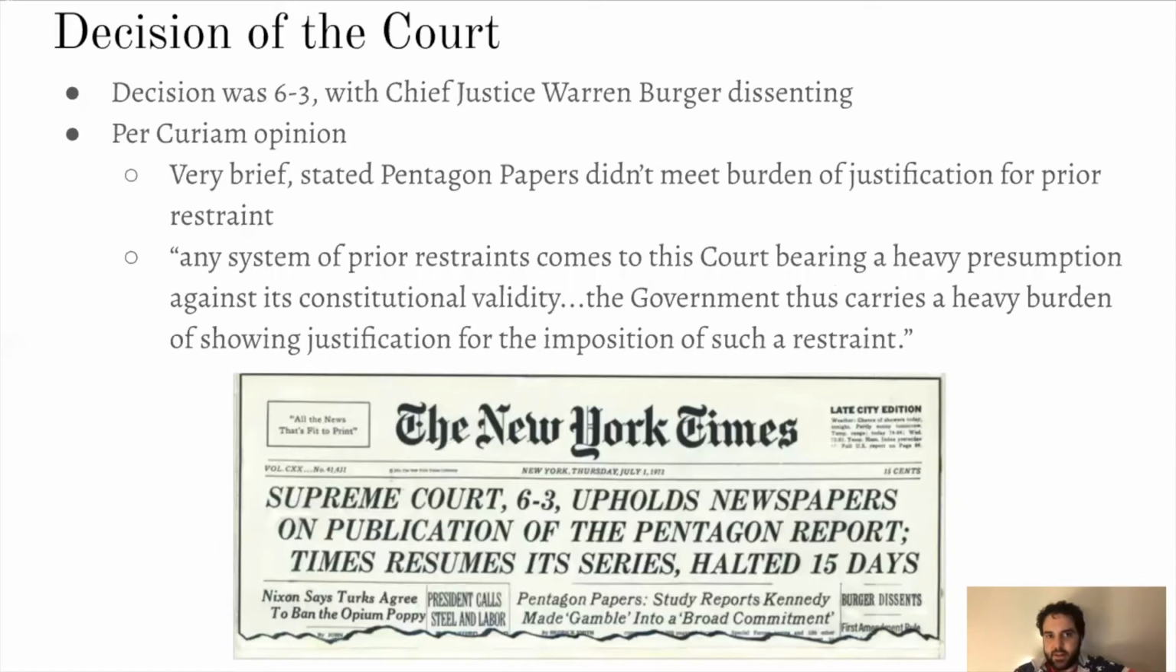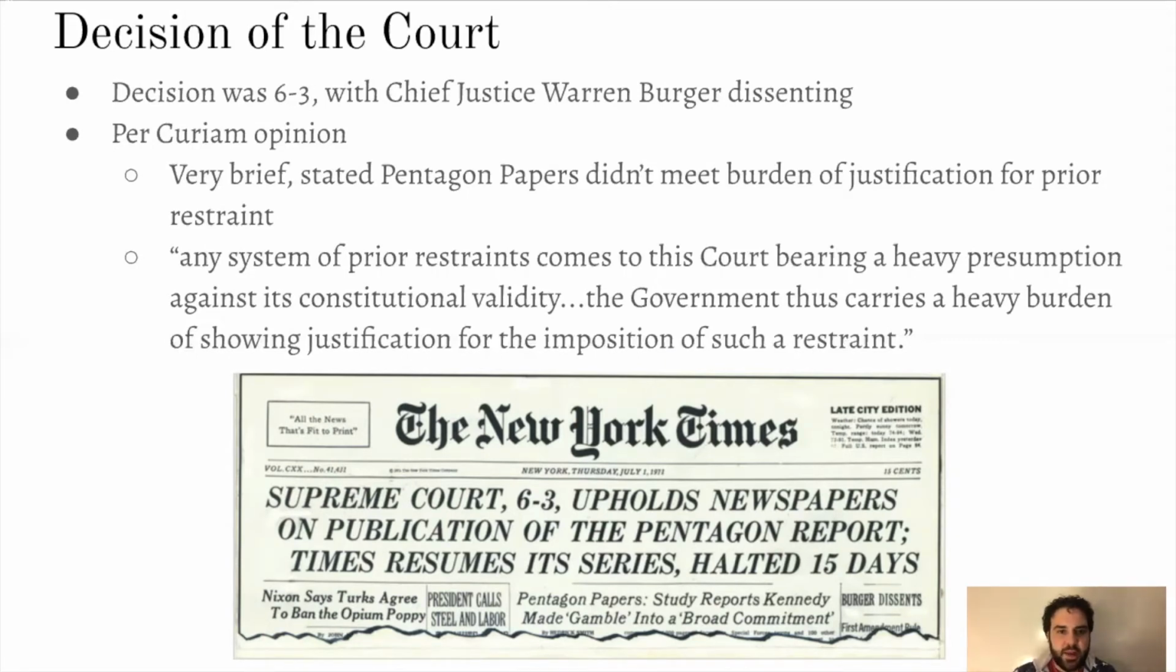The court decided in a 6-3 decision, in which the Chief Justice at the time, Warren Burger, was in the minority. It was a per curiam opinion. Again, per curiam means "of the court." It's an unsigned opinion, and in this case, as in most cases, it's very brief. The per curiam opinion stated that the Pentagon Papers didn't meet the burden of justification for prior restraint. They simply weren't bad enough in the damage they might do to national security to allow the government to prevent them from being published.